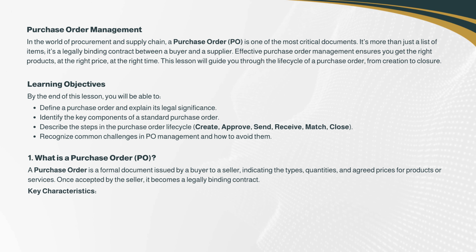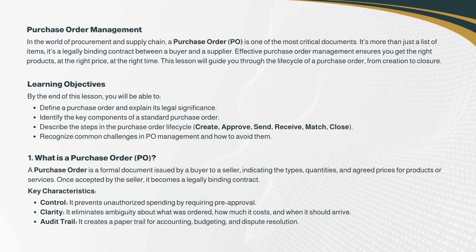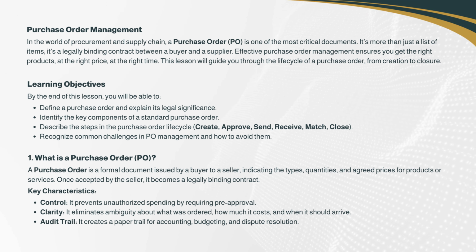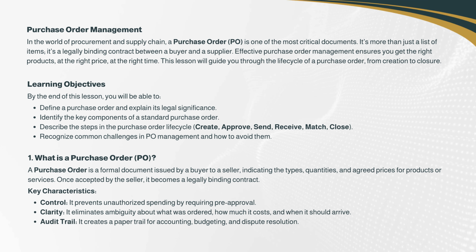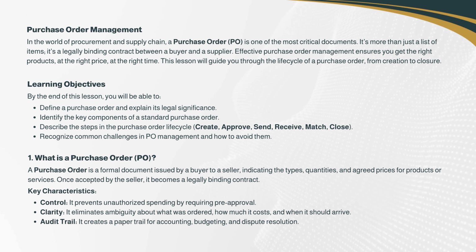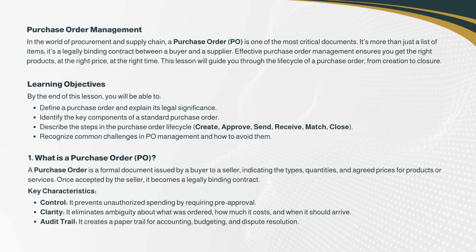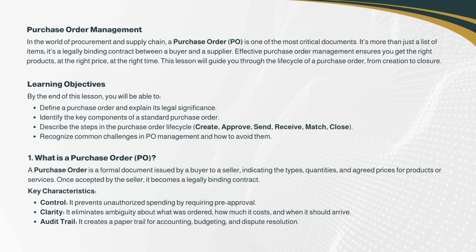Key characteristics. Control. It prevents unauthorized spending by requiring pre-approval. Clarity. It eliminates ambiguity about what was ordered, how much it costs, and when it should arrive. Audit trail. It creates a paper trail for accounting, budgeting, and dispute resolution.